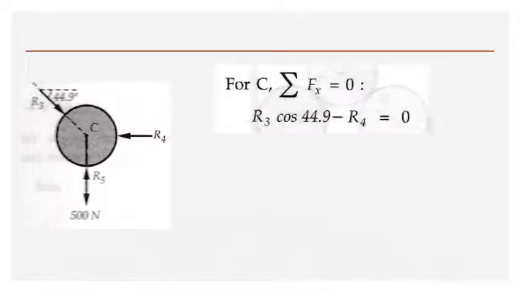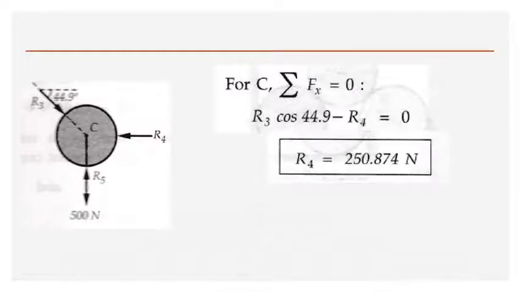Next, consider the sphere C. Again there are four forces, so we have to apply the conditions of equilibrium. Sigma Fx is equal to 0. Find out what the horizontal components are. The horizontal component of the force R3 acts towards the right, R3 cos 44.9. Another horizontal component is R4, acting towards the left, so minus R4 is equal to 0. You get R4 as 250.874 Newton.